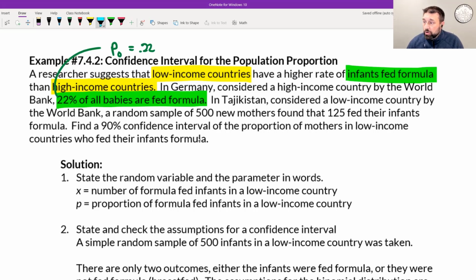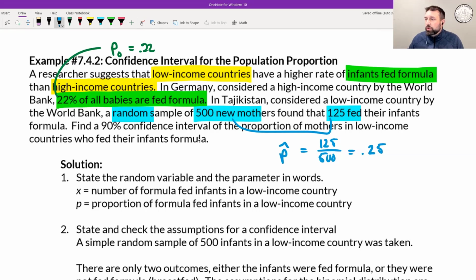So you go out and do a random sample of 500 new mothers, and you find that 125 feed their infants formula. From this information, we can determine that P hat is equal to 125 over 500, which is 0.25. What we want to find is a 90% confidence interval for the proportion of mothers in low-income countries who fed their infants formula.